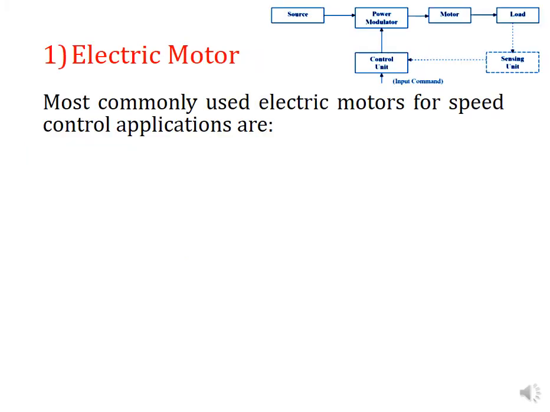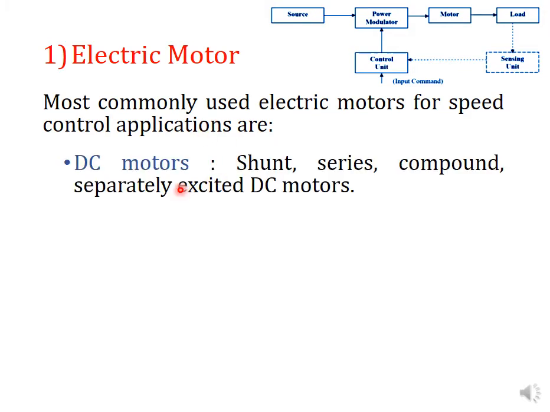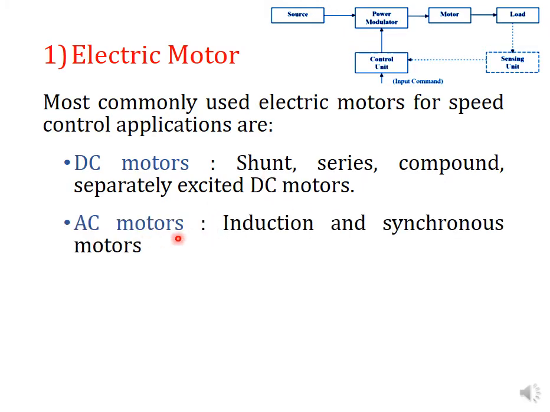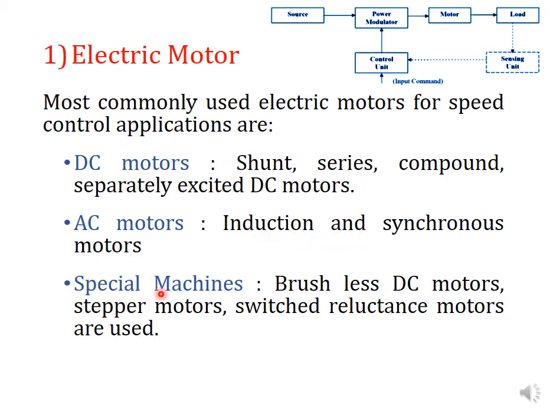Now we will discuss the different parts of electric drives in detail. The main part is the electric motor, that is the prime mover of an electric drive. The most commonly used electric motors for speed control applications are DC motors, that is shunt, series, compound and separately excited DC motors, AC motors such as induction and synchronous motors, and also special machines such as brushless DC motors, that is BLDC motors, stepper motors, switched reluctance motors, etc.